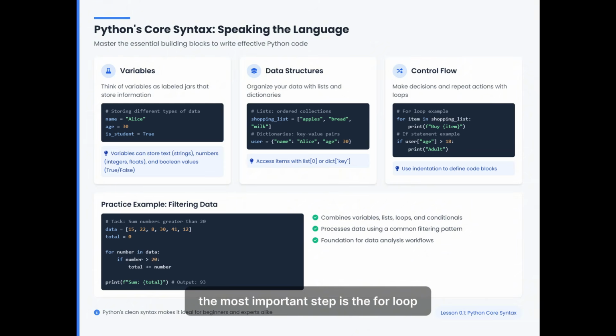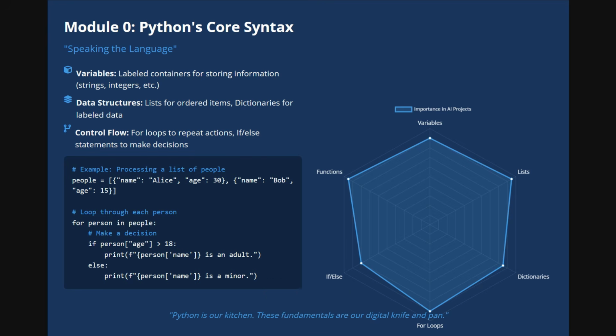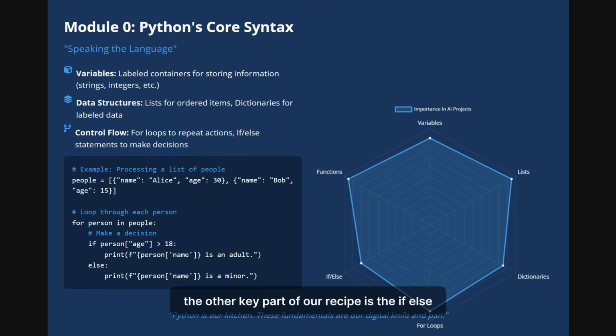The most important step is the for loop. It lets you say, do this for every single item in my list. For our shopping list, a loop could print, I need to buy apples, then I need to buy bread, and so on. The other key part of our recipe is the if-else statement. This is how our program makes decisions. If the user's age is greater than 18, print, you are an adult. Otherwise, print, you are a minor.